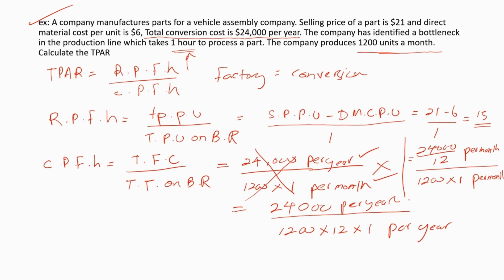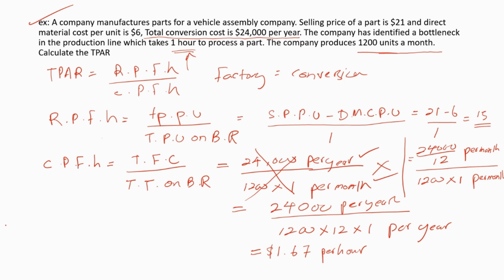So remember that when calculating the cost per factory hour, both the numerator and the denominator should be in the same time period. It can be a day, a week, 2 months, 3 months, annual, biannual, or any time period. Both should be the same, otherwise you will get an incorrect answer. So the cost per factory hour is equal to $1.67 per hour.